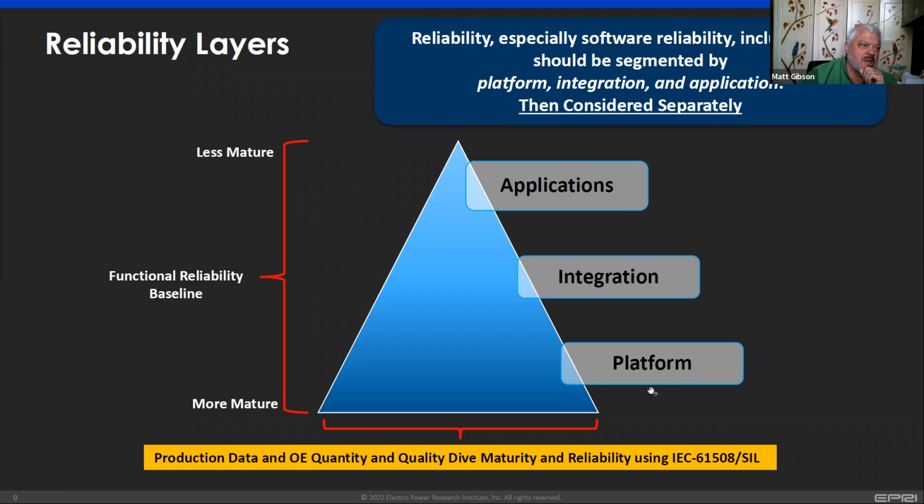And when we did that, we found that really you have 3 reliability layers. You have the platform, the integration, and application layers. Each one has different reliability dynamics. And of course, as you work from platform to application, you have less maturity. Applications are the least mature because they tend to be specialized for a particular application, whereas platforms are common. So you can make different conclusions about reliability depending on which part of the system, or the system of systems, you're in.